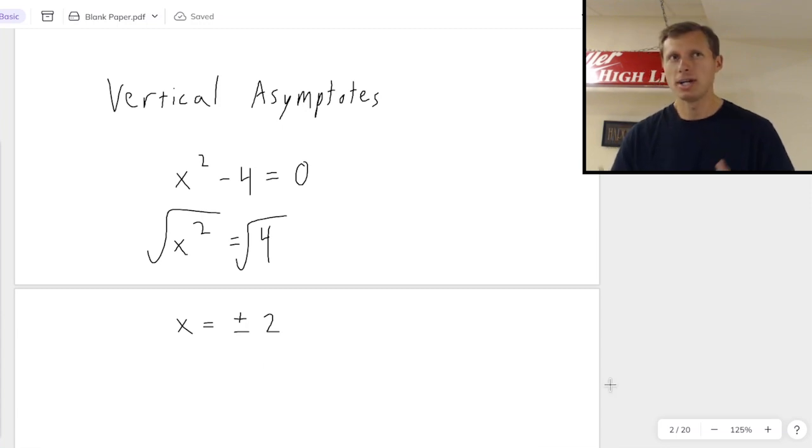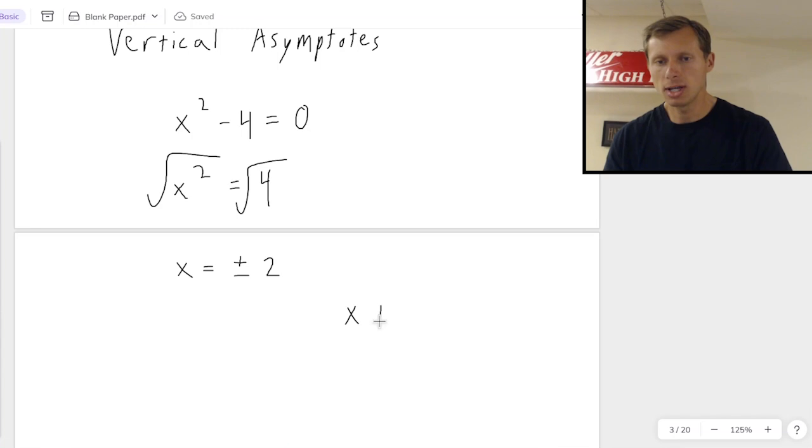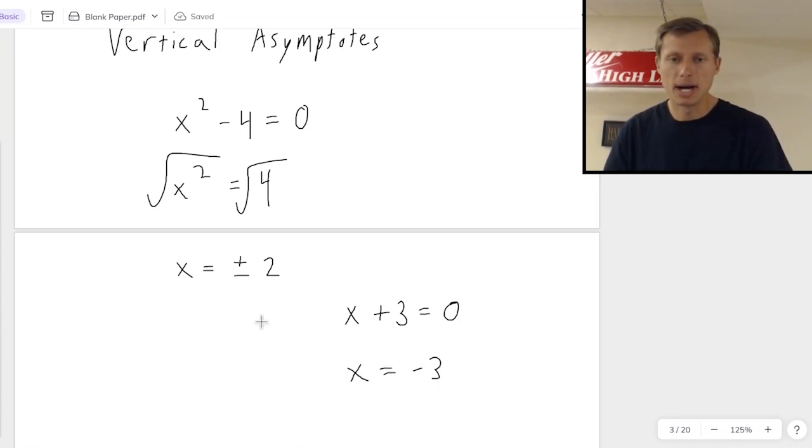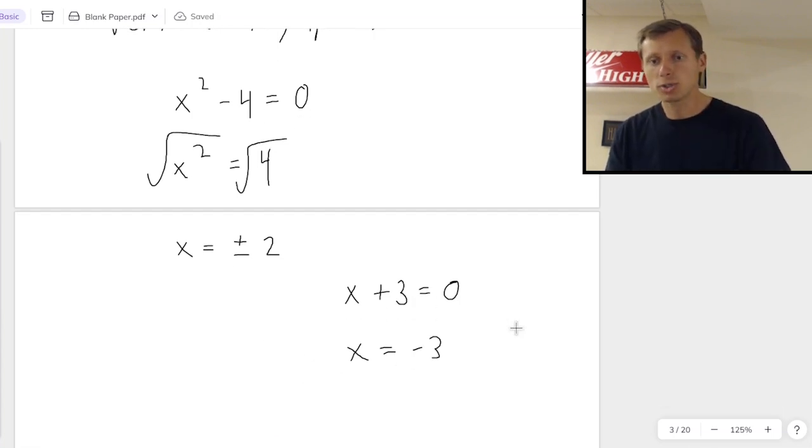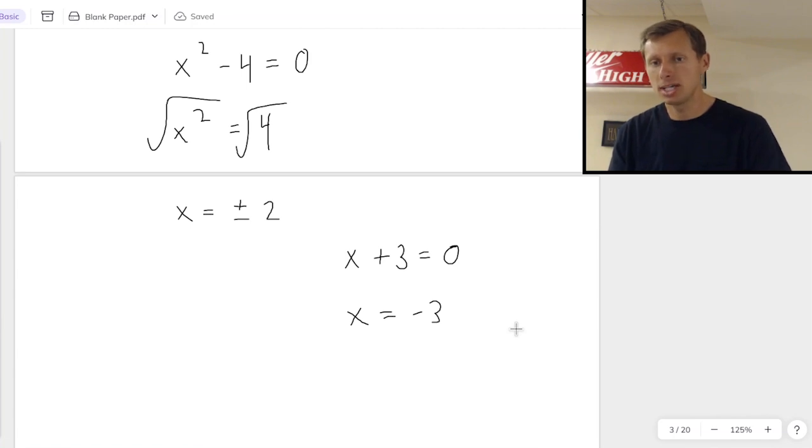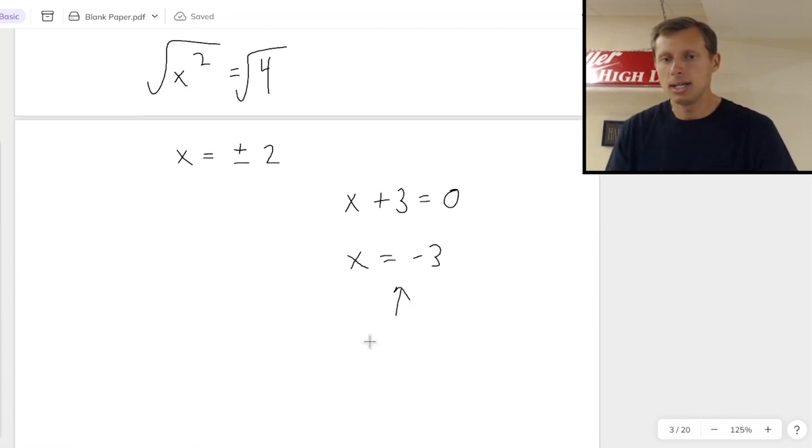I'm now going to check for any holes in the graph, which basically means setting my numerator equal to 0 and seeing if I get any of the same answers, because if I do, it's a hole in the graph. But luckily, I don't. I just get negative 3. Which is not positive or negative 2, which means I keep my vertical asymptotes the same, don't touch them. x equals negative 3 does have an interesting role in this problem. It is going to be my x-intercept.